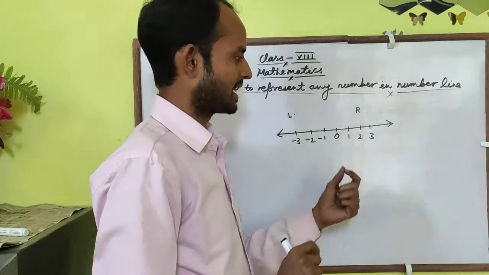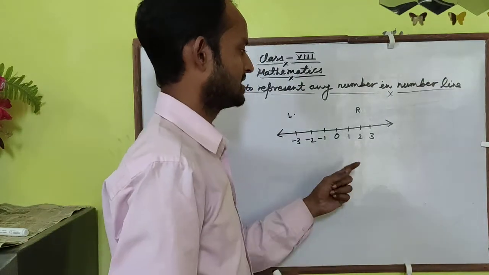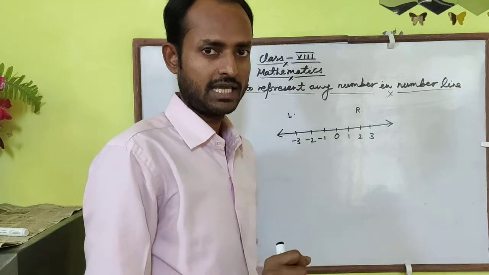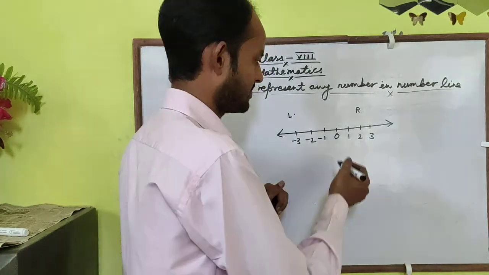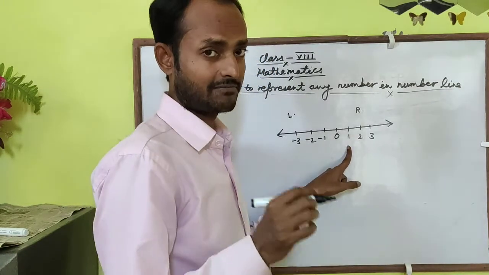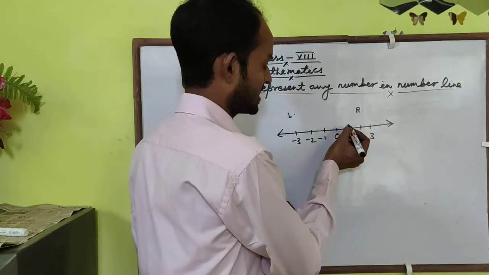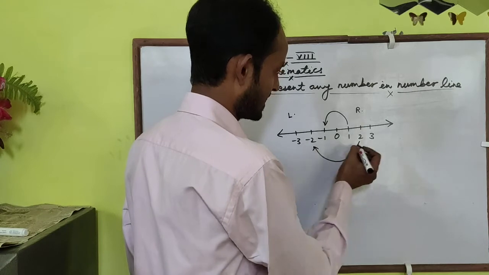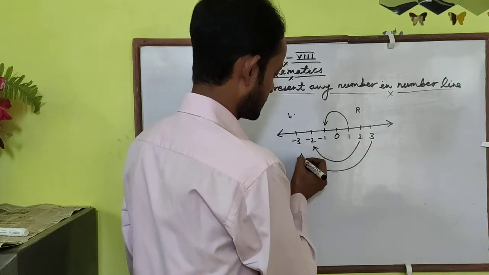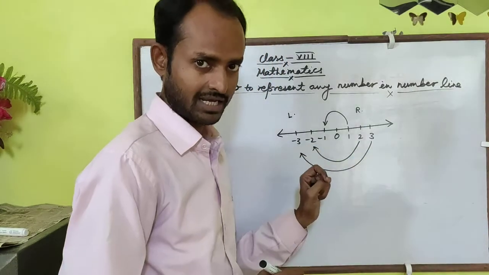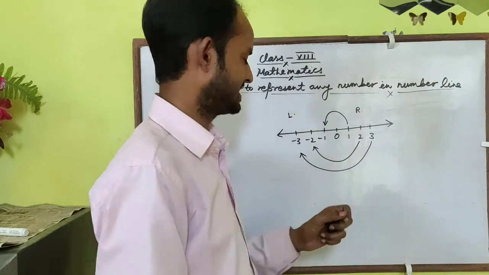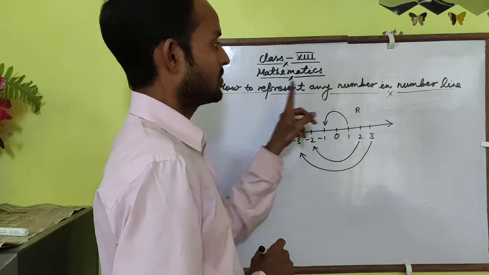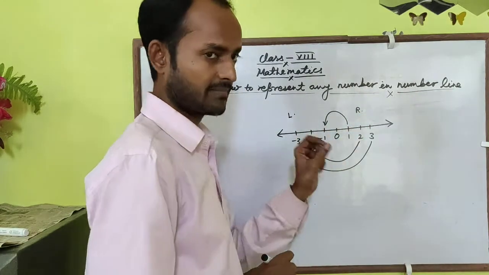Here on the number line there is a similarity. Every number has its corresponding number. Suppose I have taken 1, then it corresponds to -1. 2 corresponds to -2. 3 corresponds to -3, and so on. This is the first thing to know to represent any number on the number line.